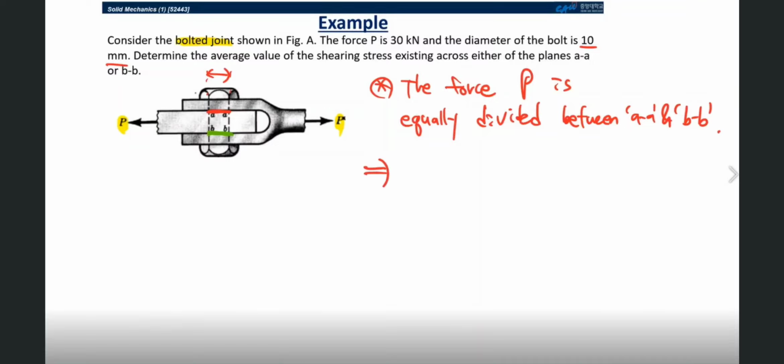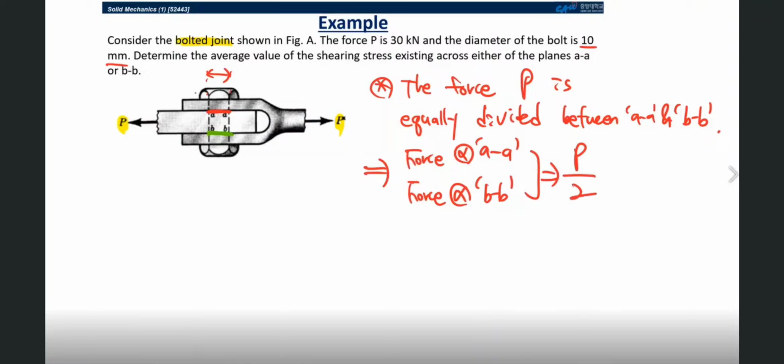So, using this assumption, we can identify that the force applied at section AA and the force applied at section BB can be identified as P over 2. And we know that P is the externally applied loading condition, and that is here 30 kilonewton. So 30 times 10 to the 3 Newton over 2. This should be about 15 kilonewton, right?